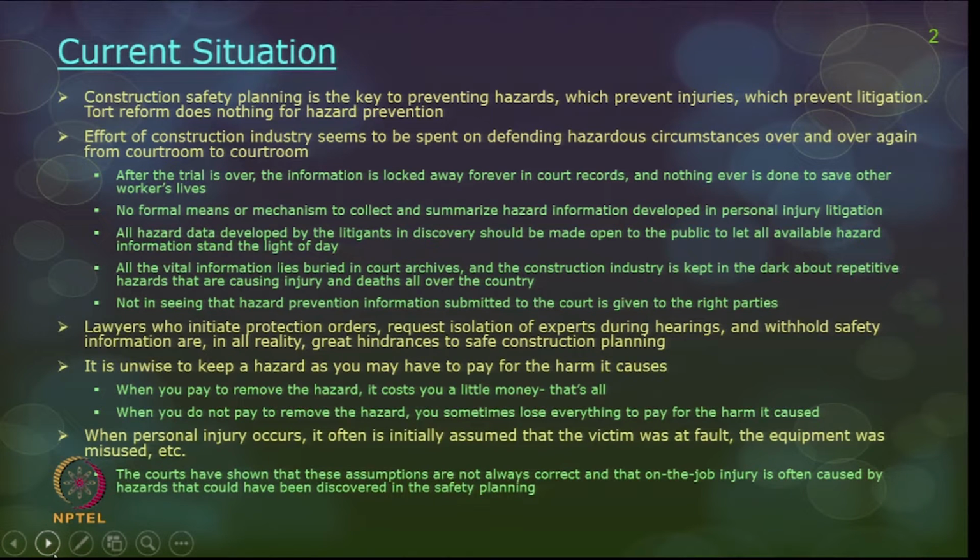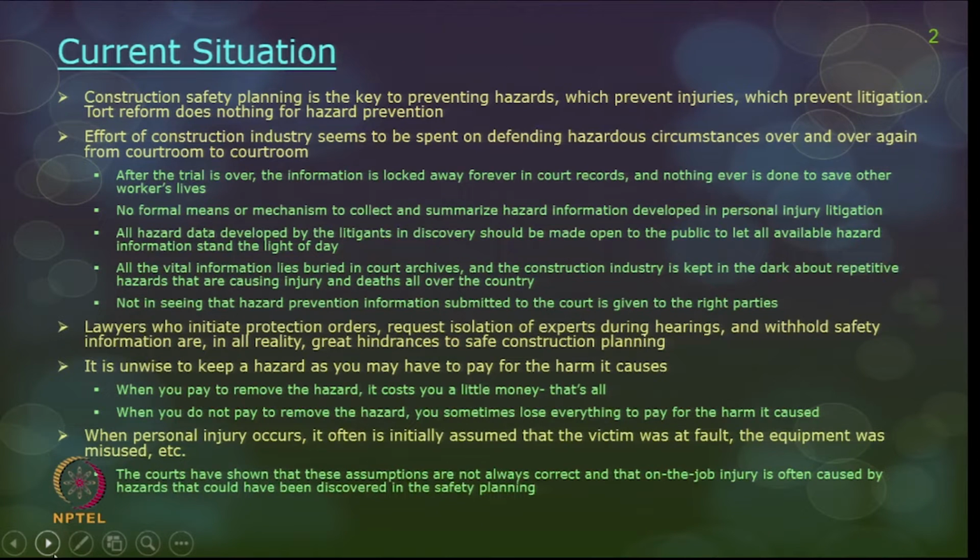So, the efforts of the construction industry seem to be spent on defending hazardous circumstances over and over again from courtroom to courtroom. The same situation from a different angle you would be arguing in a different court, but since the proceedings are not revealed to the public, right now the trend is improving, but still, if all these cases become transparent, then obviously you can easily achieve zero accidents in construction sites. After the trial is over, the information is locked away forever in court records, and nothing is ever done to save other workers' lives.